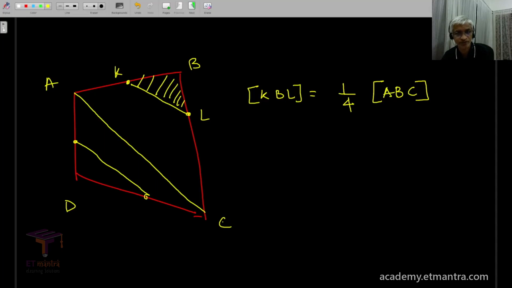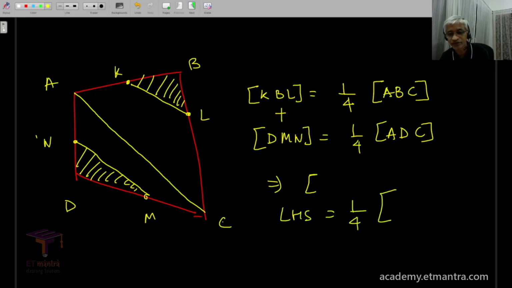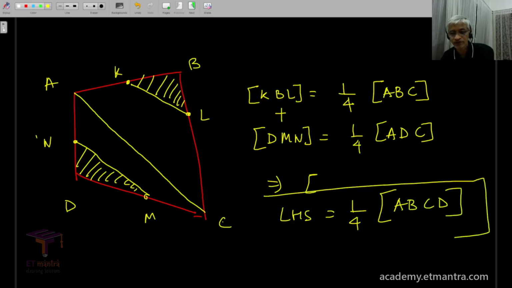because of similar triangles and the ratios being half. And similarly, the area of DMN is going to be 1/4 the area of ADC, and this implies that the sum of the areas that I've shown here, the sum of the LHS areas, is definitely going to be 1/4 of the area of the quadrilateral ABCD.